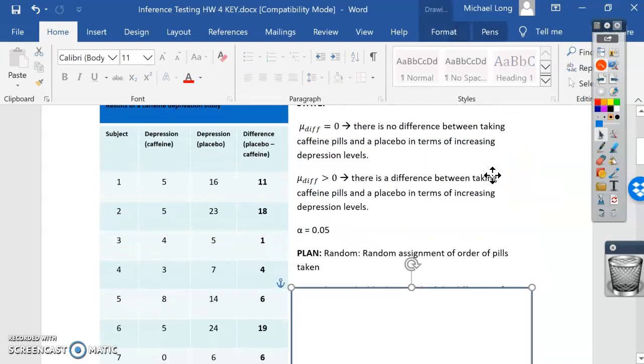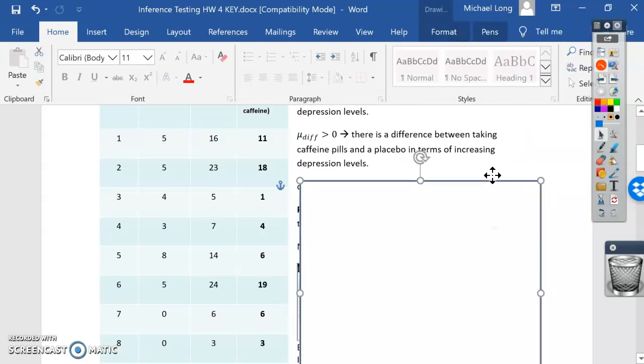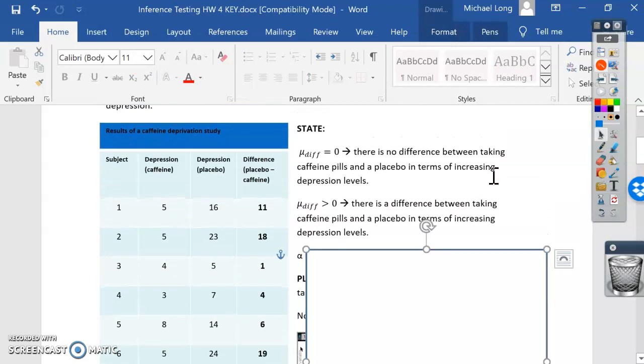Okay, so here's the state. Just set up so you can see this. And in this case, if there's no difference between taking caffeine pills and placebo, then the difference, this last column, should be equal to 0. If there's no difference, then we should get a value of 0 here, because the depression level with the placebo and the depression level with caffeine should be exactly the same. So when you subtract them, the mu diff, which we call it, is equal to 0.